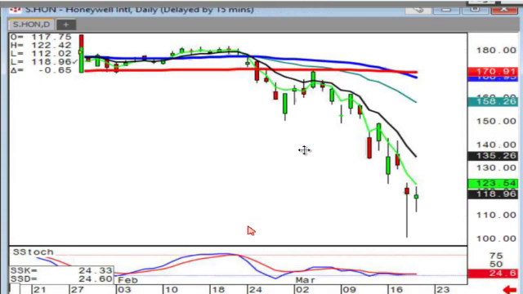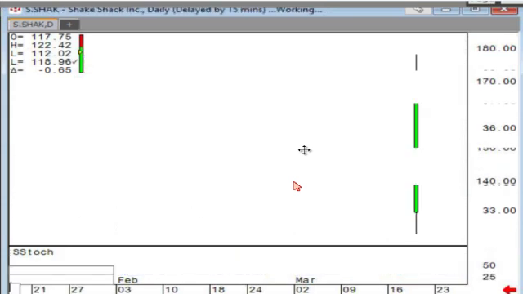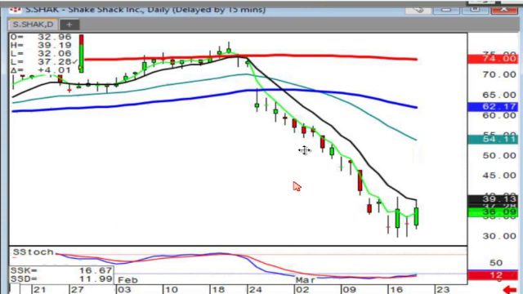Honeywell. Long-legged hammer, doji. Again, I'd have my safety stops up here. Wouldn't want to see it start moving in that direction if you're short. Or if you want to be aggressive, you could be buying with the anticipation they're coming back up to test the T-line. And then you see what happens at that level. Shake Shack, another one where you can see the buying is occurring down here. Wouldn't be short at this point. And I'd be going long if it closes back up above the T-line.